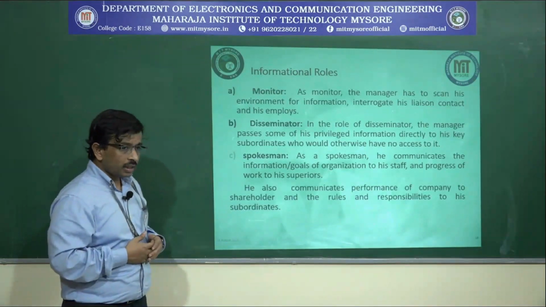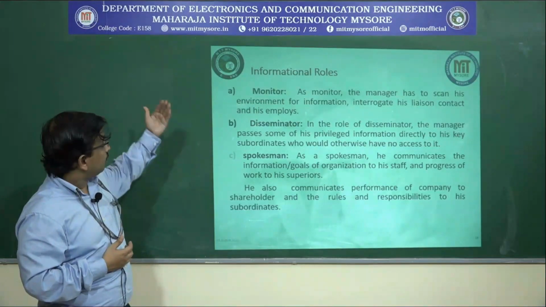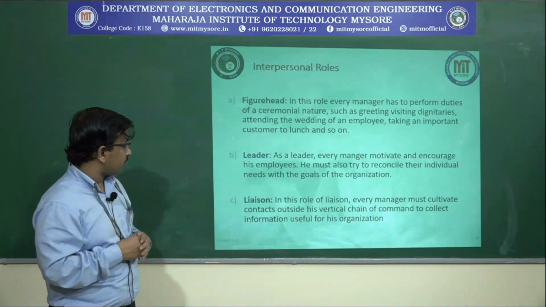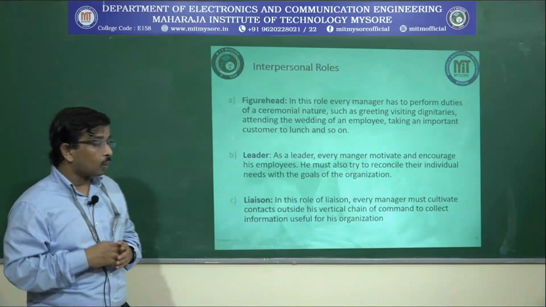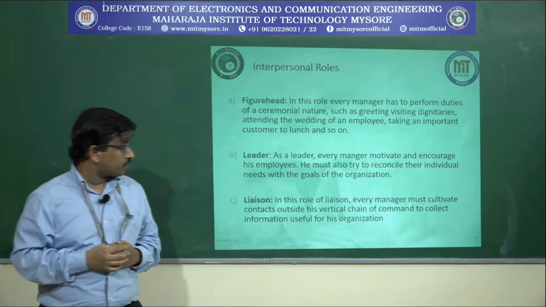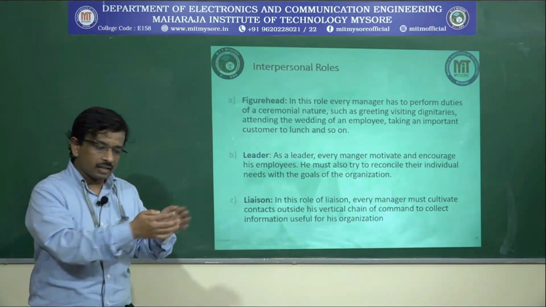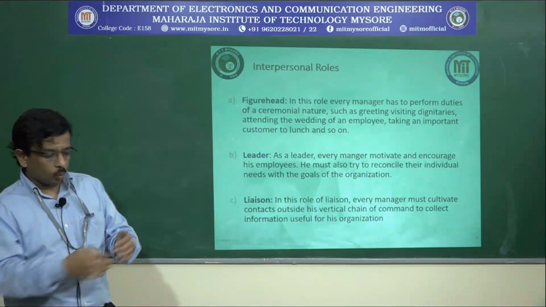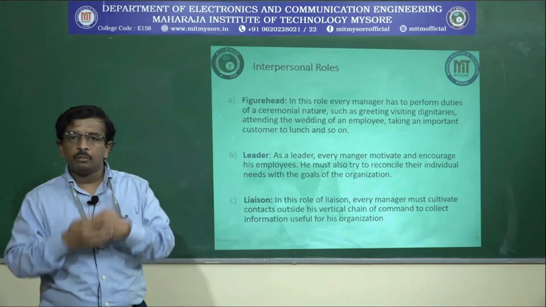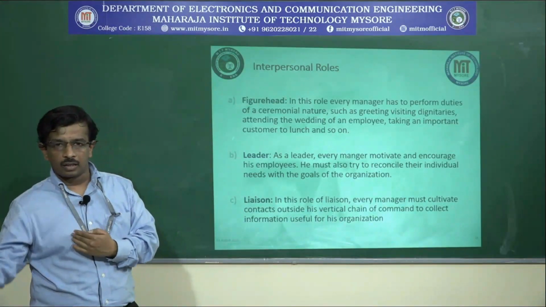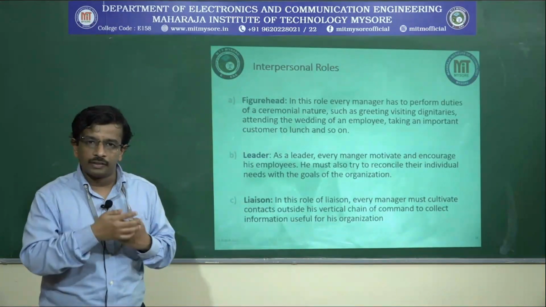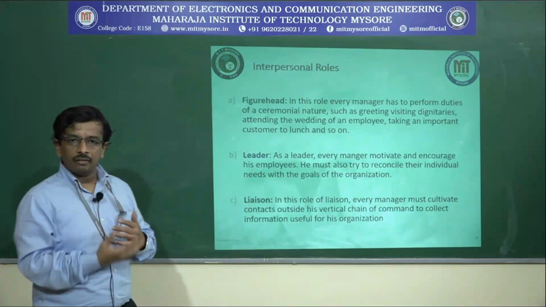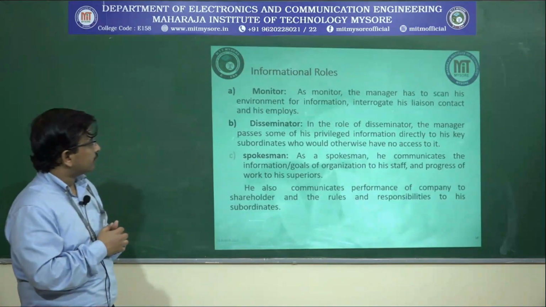That is the liaison role. In this role, every manager must cultivate contacts outside his vertical chain of command. That is, he acts as an interface between one department and another department, one colleague and another colleague, team and the management, team and the customer. So he acts as a liaison officer as well. Liaison means interfacing, that is, he collects and delivers information between the two sides.